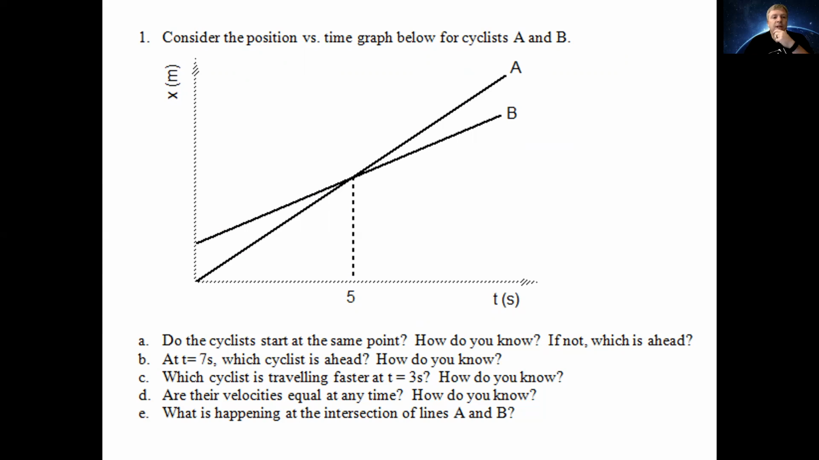And so they're presented with the position versus time graph for 2 bicyclists, cyclist A and cyclist B. And then part A: do the cyclists start at the same point? How do you know? If not, which is ahead? Okay.